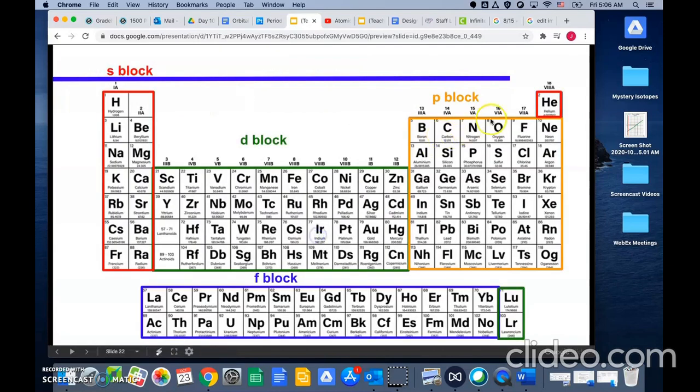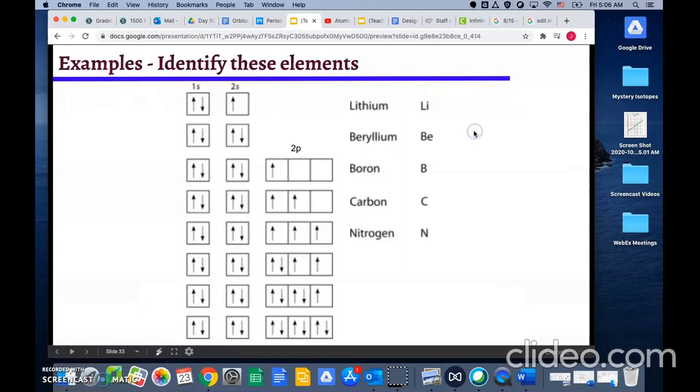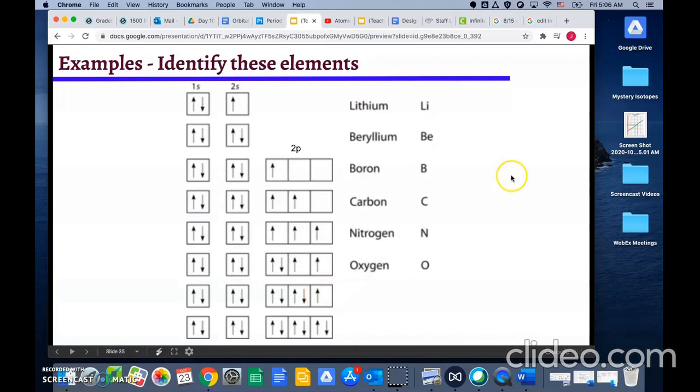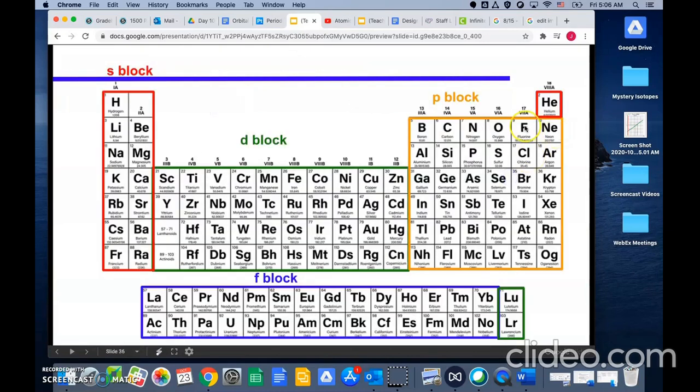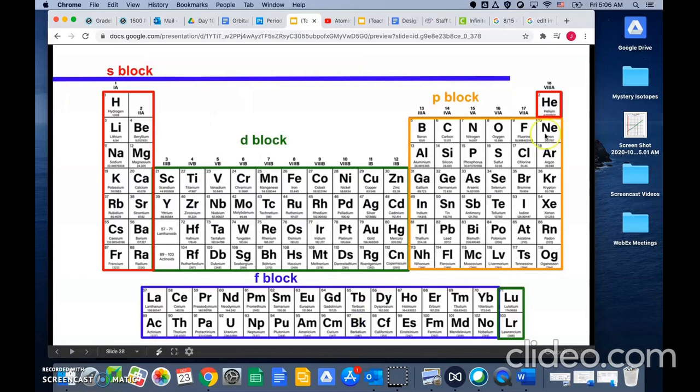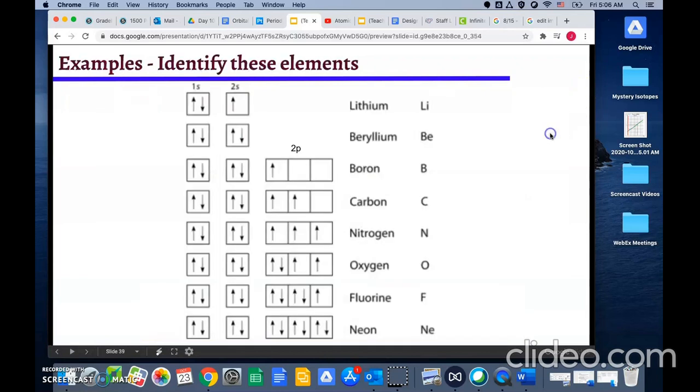The third element right here is nitrogen. The fourth element right here is oxygen. The fifth element right here is fluorine. And the sixth element right here is neon.